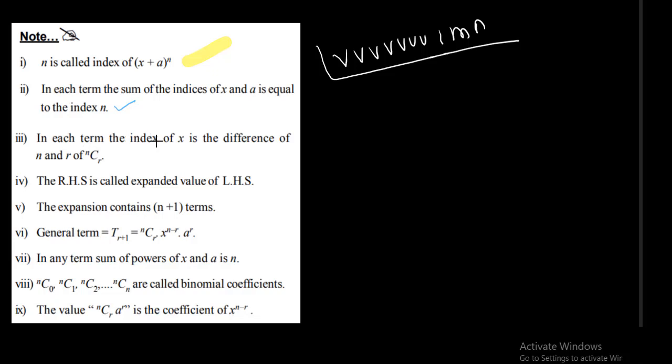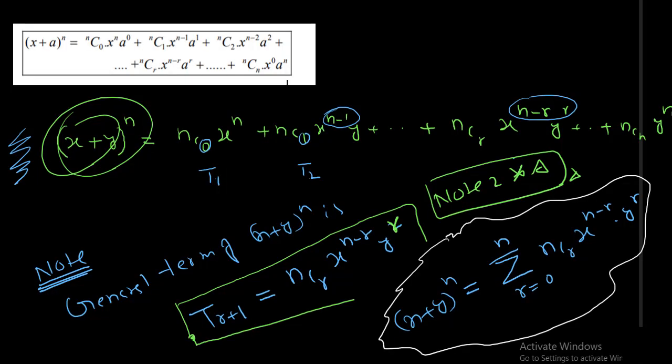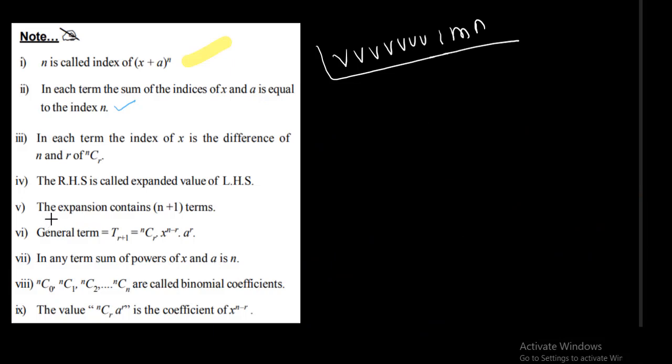In each term, the index of x is the difference of n and r, from nCr. The RHS is called the expanded value of the LHS. This is called the extended form of (x + y)^n. The expansion contains n + 1 terms. Here clearly n is a natural number. That is case 1. We are in case 1 only.